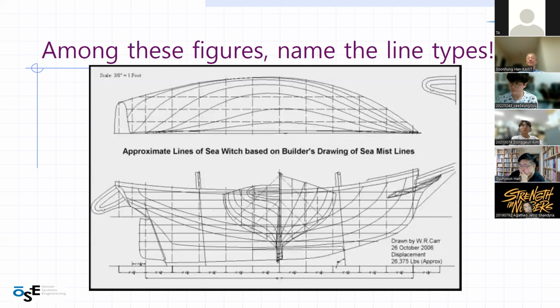Next, among these figures, there are three figures here. Which one is which? The choices will be body plan, and then buttock plan, and then two more. The last one will be water plane.